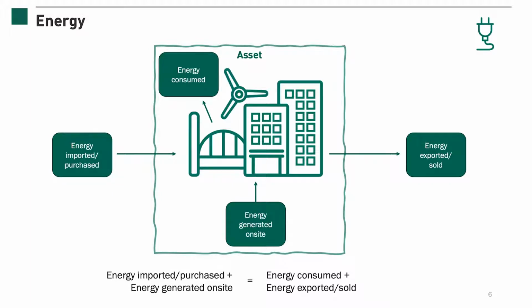This diagram explains the different tables in the energy indicator in relation to the asset and its boundaries. Energy may be imported or purchased from outside the asset and used directly to power the infrastructure activities, used as a fuel to generate electricity, or processed or transmitted for export. Energy may be generated on site. Energy will typically be consumed on site or in carrying out activities, and energy may be exported. There is an energy balance reflected in the tables as shown in this equation.